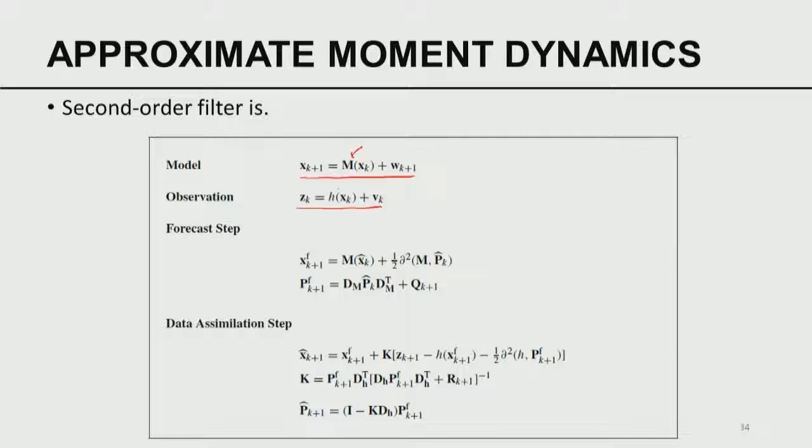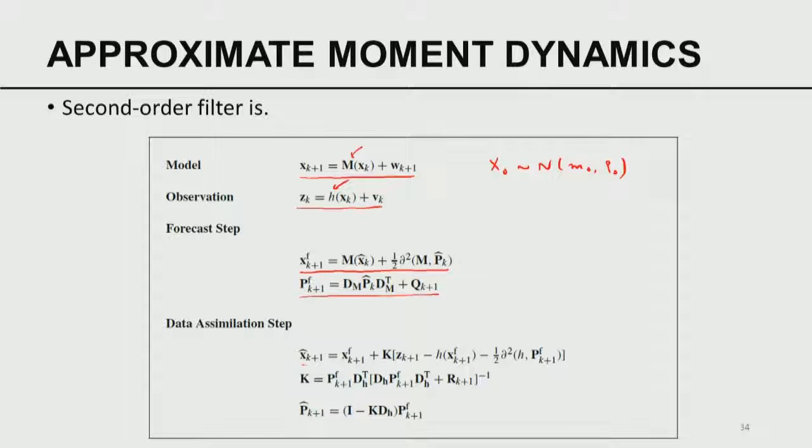Look at this now. The model is nonlinear. Observations are nonlinear. We have the standard assumptions about WK, VK. I also have standard assumptions about X naught. X naught is given by N of M naught, P naught. Therefore, what is the second order accurate forecast? This is the second order accurate forecast. What is the second order accurate forecast covariance? That is given by that.